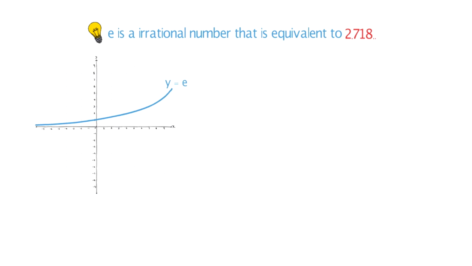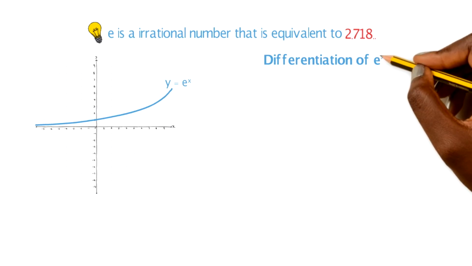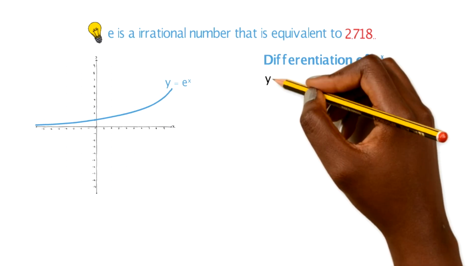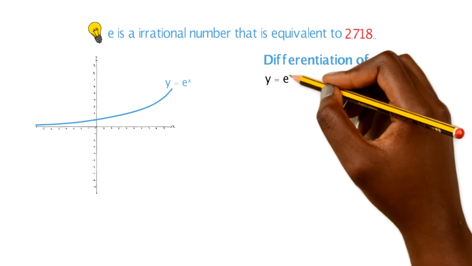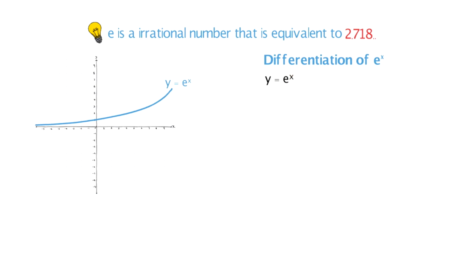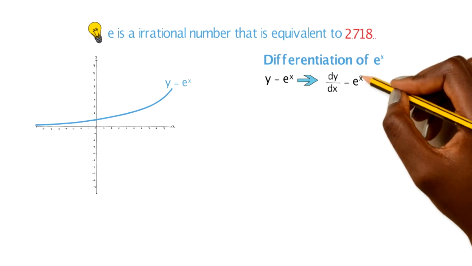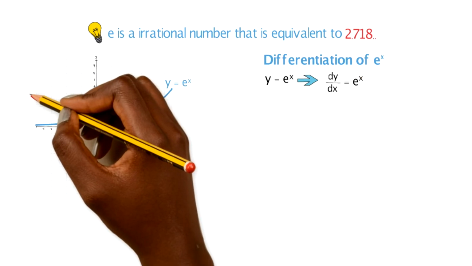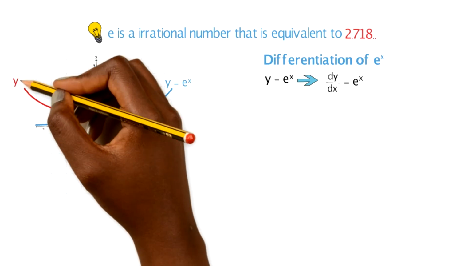So y is equal to e to the power of x. It would be an exponential growth graph, okay? So if we were to differentiate e to the power of x, you need to know what it would differentiate to. And so the dy by dx of this equation, funnily enough, is just e to the power of x. So differentiating e to the power of x is literally the same as it would be.